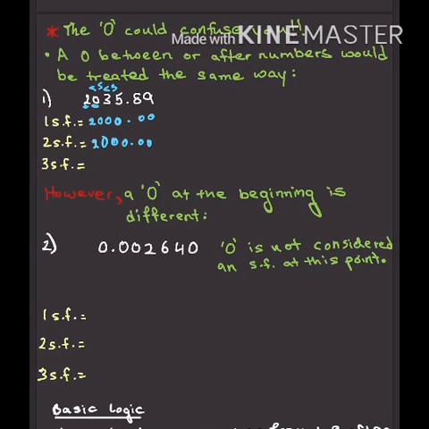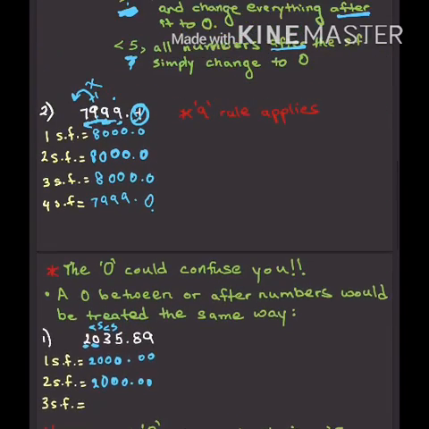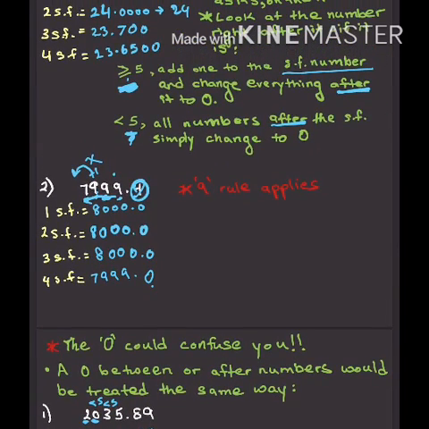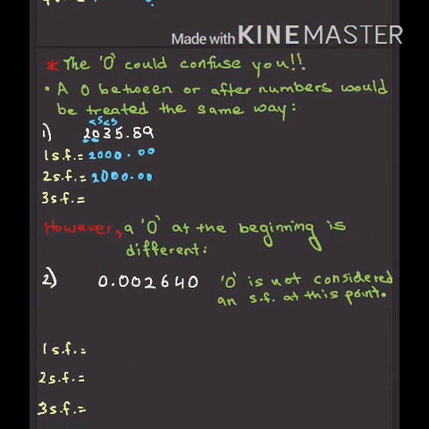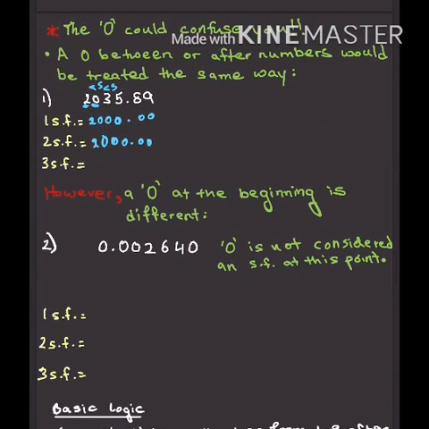Number 3, 3 SF, so 1, 2, 3. We're looking at this 3. We look at the number right after it. This is a 5. So this time our condition changes and we're using this condition. It says add 1 to the SF number and change everything after it to 0. So we're going to add 1 to this SF number. So that becomes 2, 0.